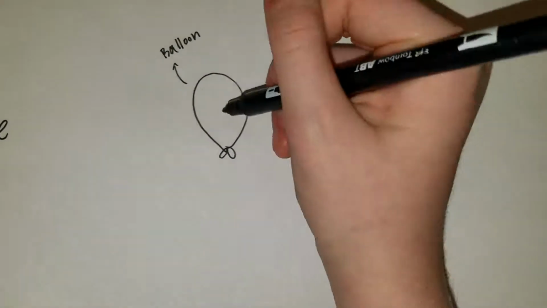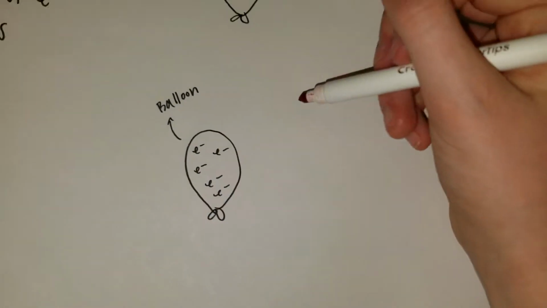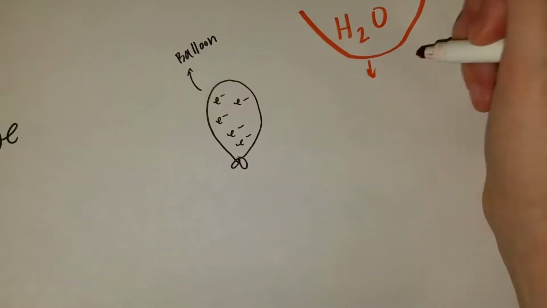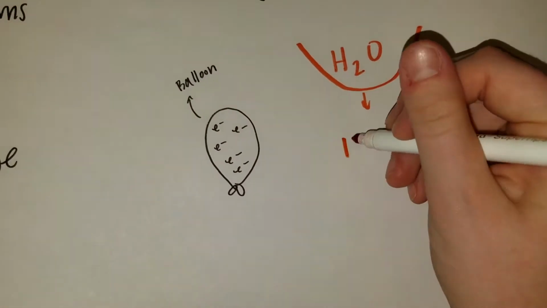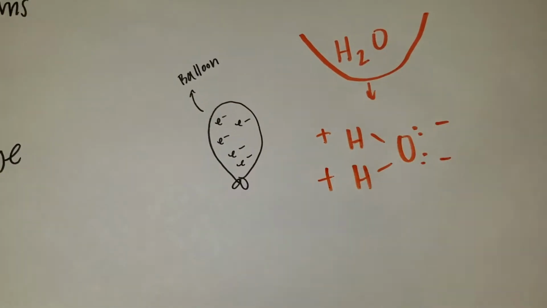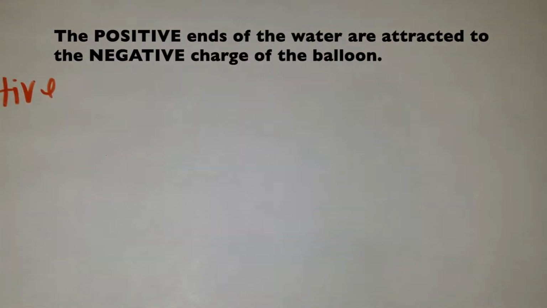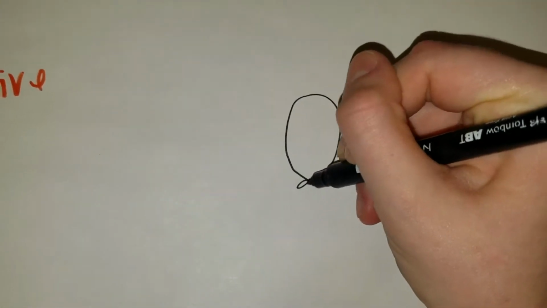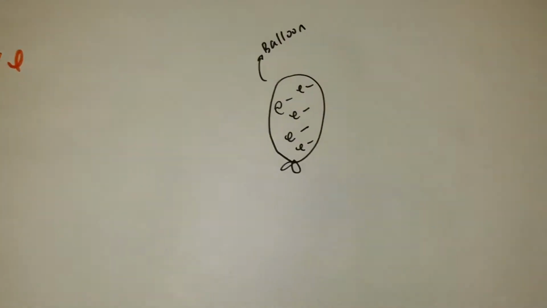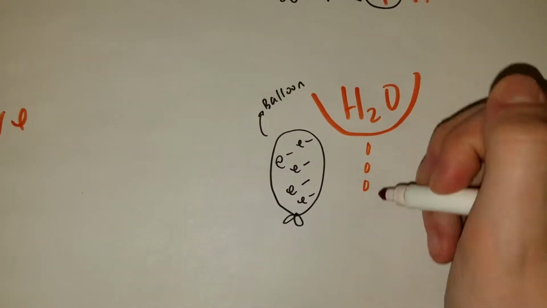So here is that balloon from earlier that is filled with all of those electrons. And here is a bottle of water. It's going to come out of the bottle of water, just like the lab's going to do. And you're going to have some negative and positive sides to these things coming out. These positive ends of those hydrogens are going to be attracted to the negative field of the balloon.